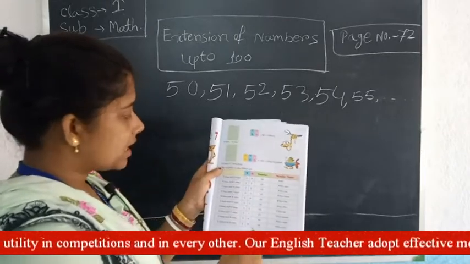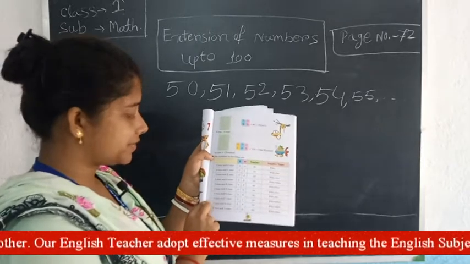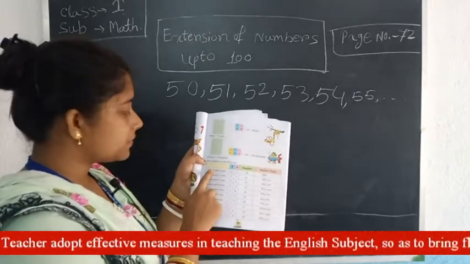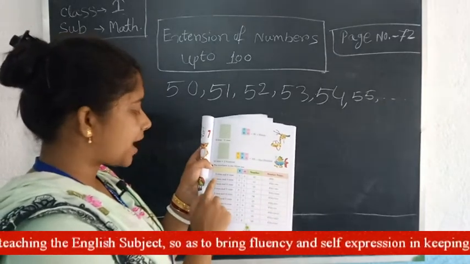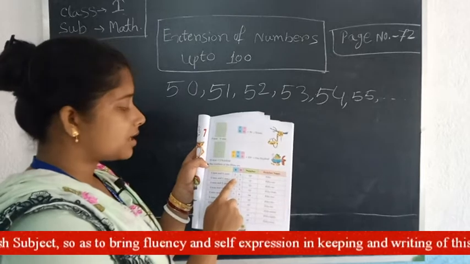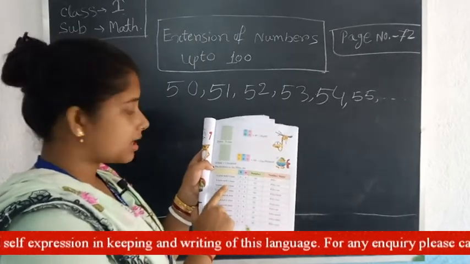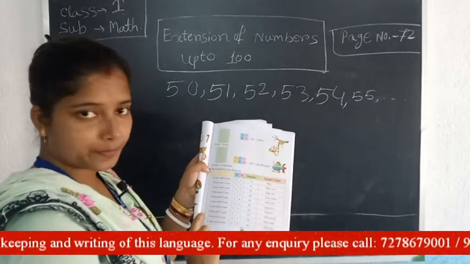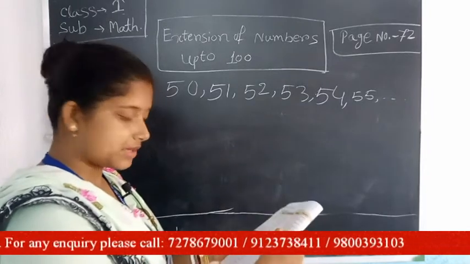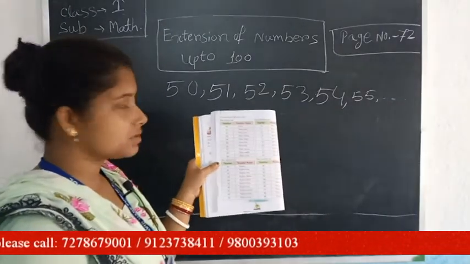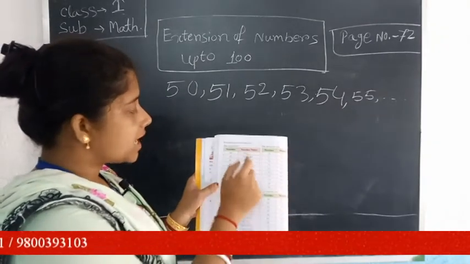73. And here in the chart you can see some numbers have written like 5 tens and 0 ones, the number is 50. 5 tens and 1 ones, the number is 51. 5 tens and 2 ones, the number is 52. Now turn the page number 74. 74. Here you can see the chart is like that.